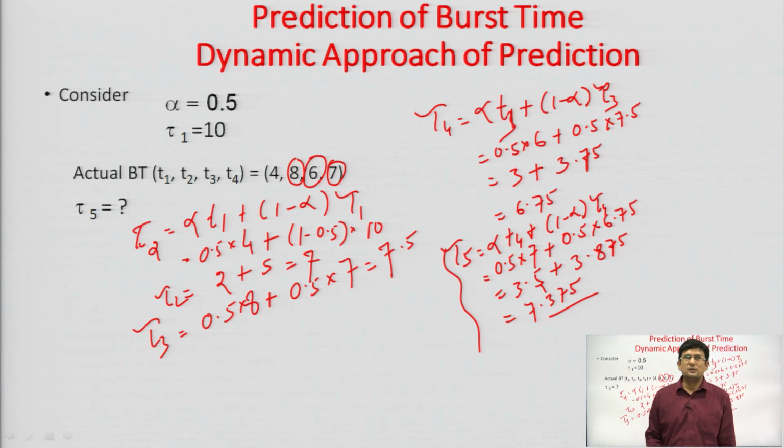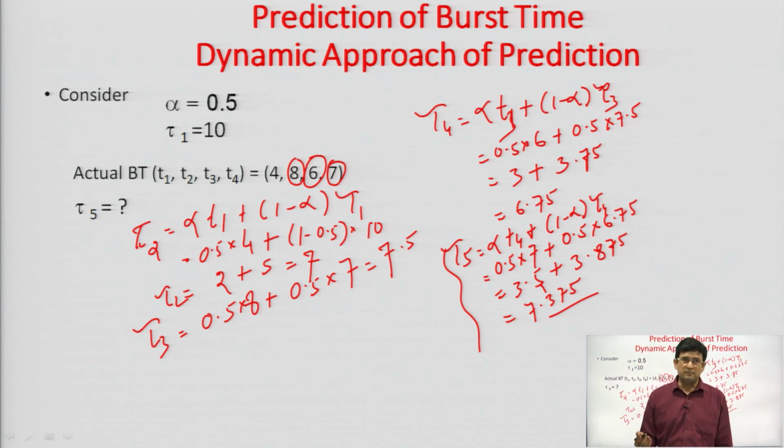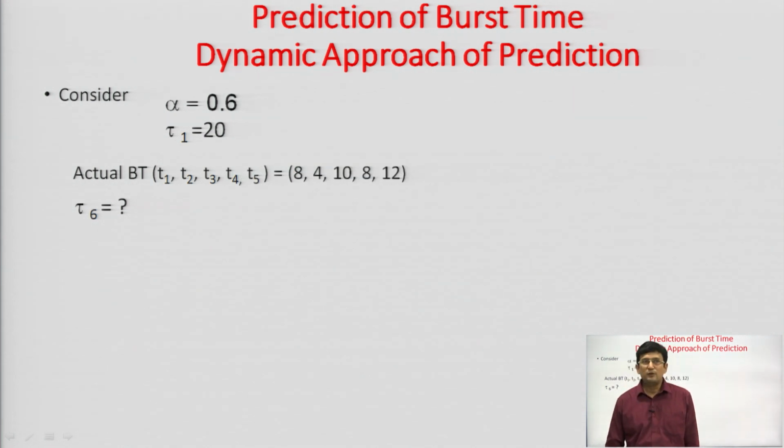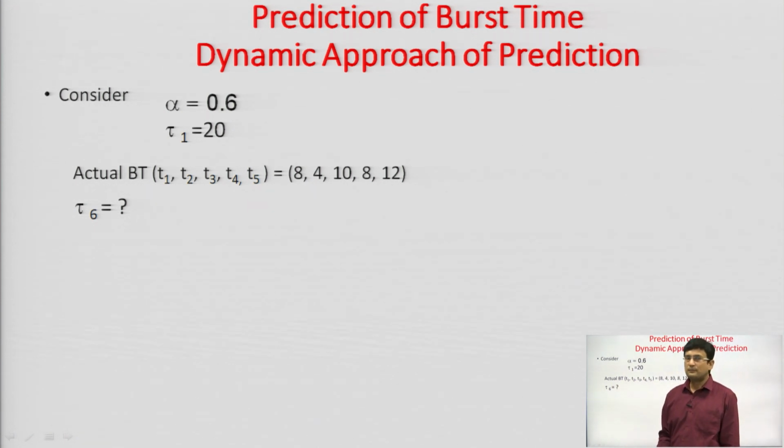So, this is the way we are predicting the burst time with the exponential method. Here is a numerical for you, again you should solve it by yourself. Here we have taken alpha as 0.6, alpha representing the smoothing factor, tau 1 is 20, that is the predicted burst time of the first process. The actual burst times of the processes are also given, you have to predict tau 6.